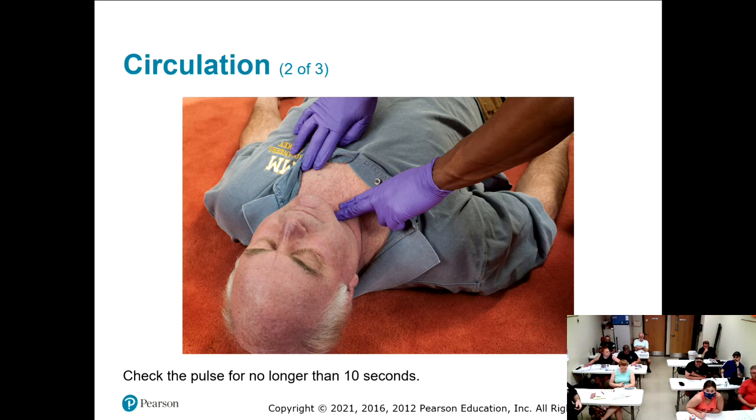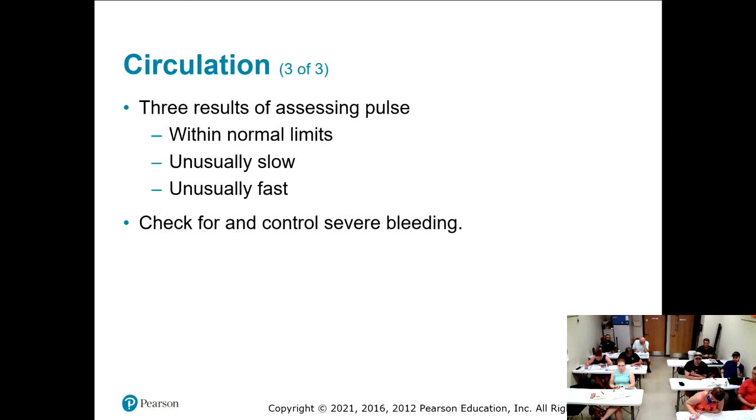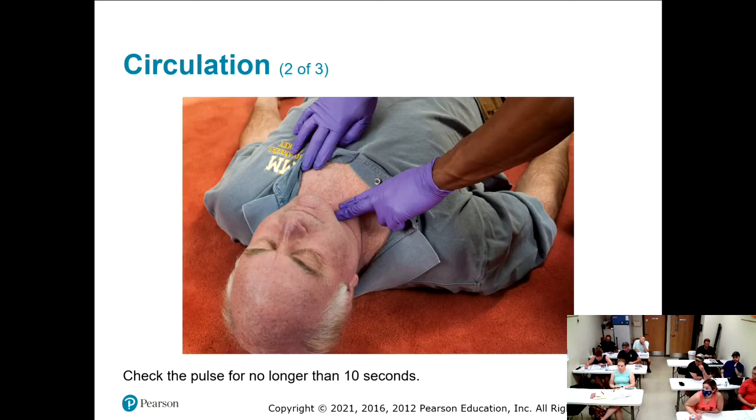So when we check our pulse, we don't check for any longer than 10 seconds. Okay? We are considered experts at it. As EMS providers, we are experts at finding pulses. If you can't find it in 10 seconds, it's not there. And it's okay. Even if it's there and you can't feel it and it's so weak and thready that you can't feel it, CPR is not going to hurt this person.